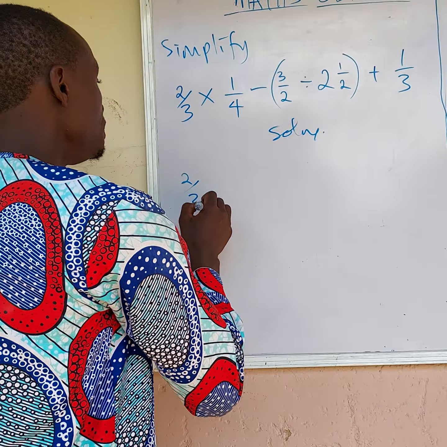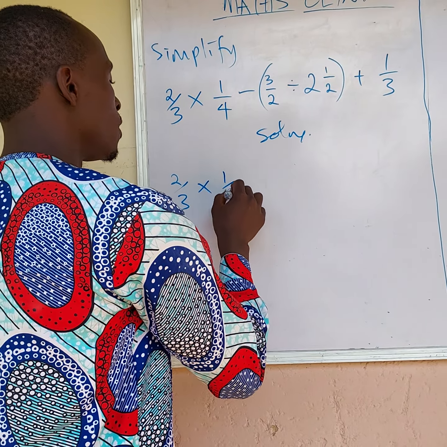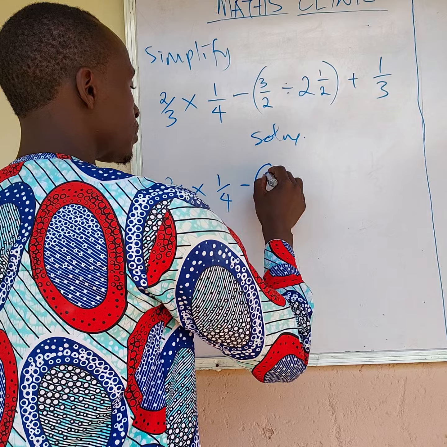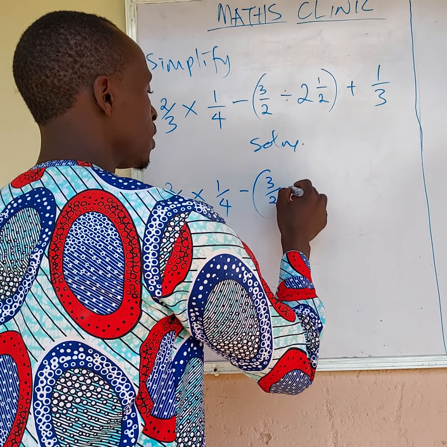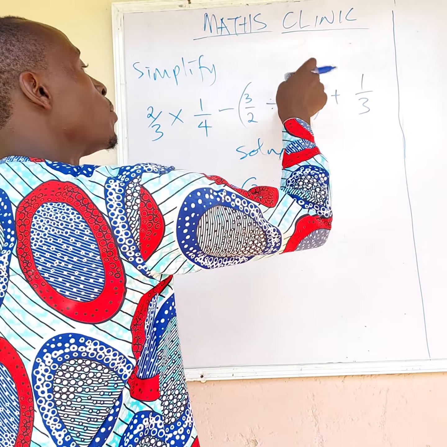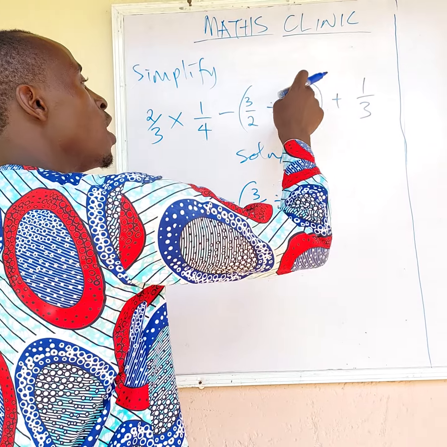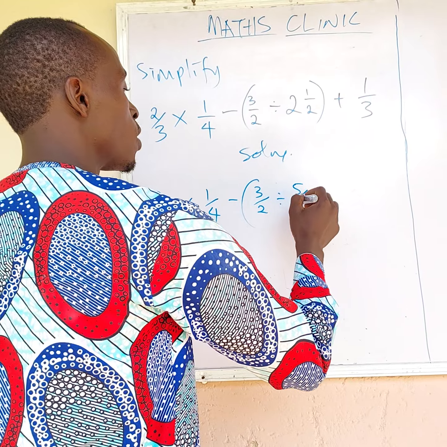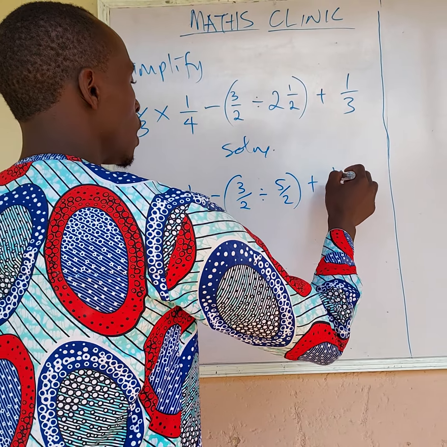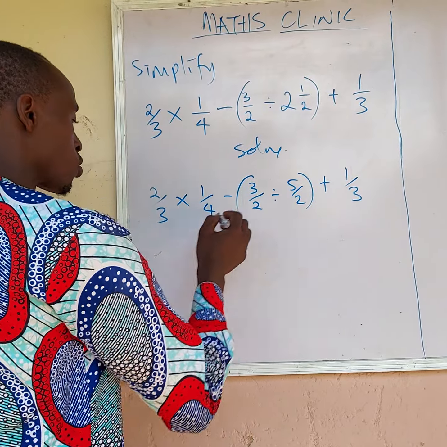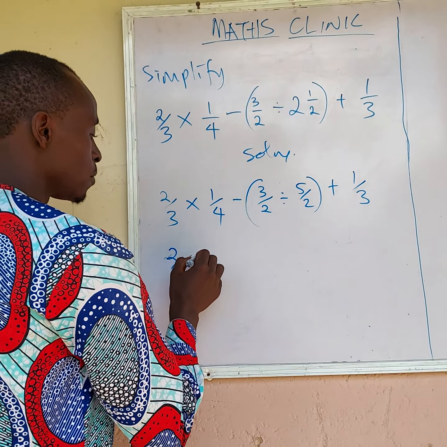2 all over 3 times 1 all over 4 minus 3 all over 2 divided by, you change this to an improper fraction. 2 times 2 is 4, 4 plus 1 is 5. So you have 5 all over 2 and then plus 1 all over 3. You continue, you are not done with the bracket, so everything remains the same.